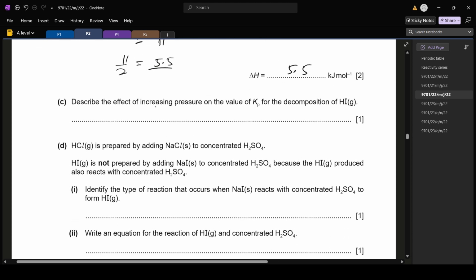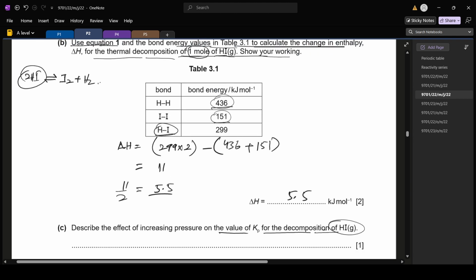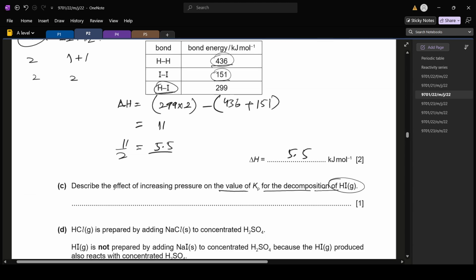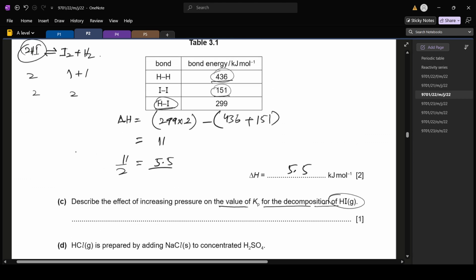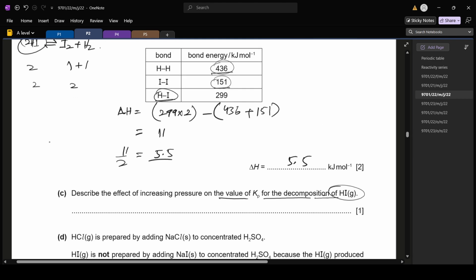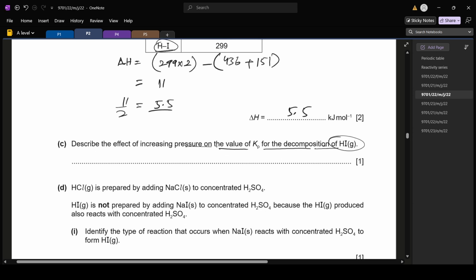Okay, part C, describe the effect of increasing pressure on the value of Kp for the thermal decomposition. So there is no effect, because there are the same number of moles of gas on both sides. You can see here that there are 2 moles of gas here, and 1 plus 1, so 2 moles of gas on both sides. So either you increase the pressure or decrease the pressure, there is no change in equilibrium position, so there is no effect on the Kp value. Okay, so no change.